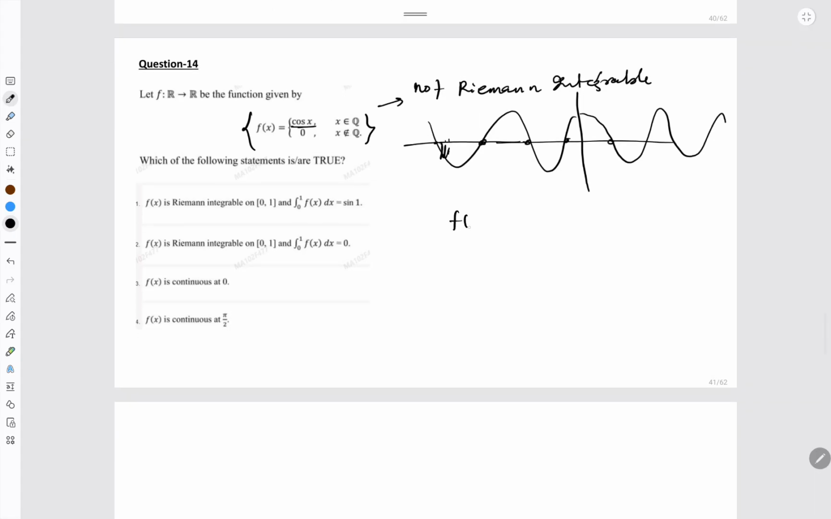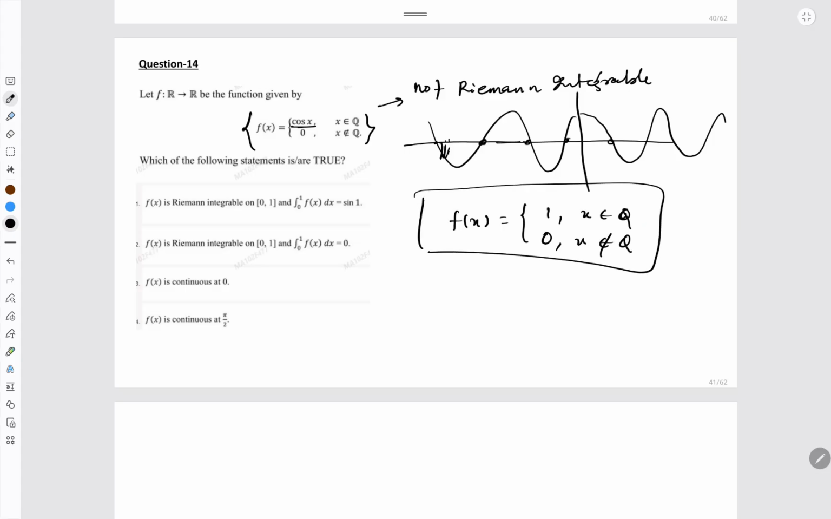You have seen a function like this, right? 1 if x belongs to the rational numbers, 0 if x does not belong to the rational numbers. This function you have studied. In Riemann integrable functions, we studied this function as one of the examples. A function that is not Riemann integrable has a lot of discontinuities at many points. If it were f of x equal to 0 for x being rational and x not being rational, then it would have been a Riemann integrable function.